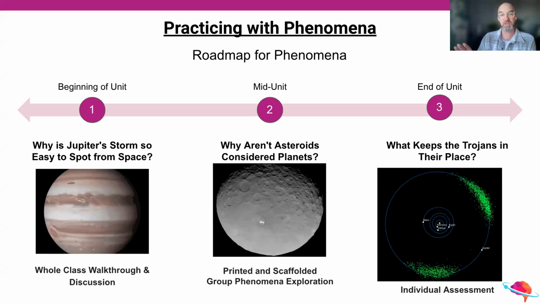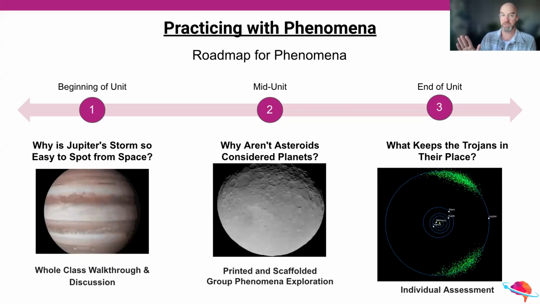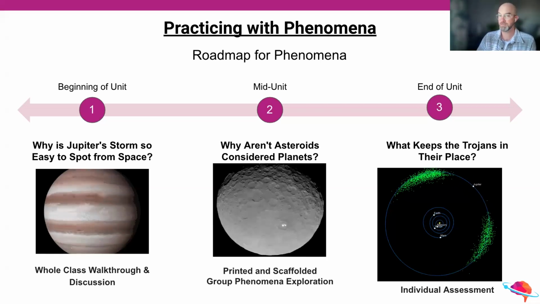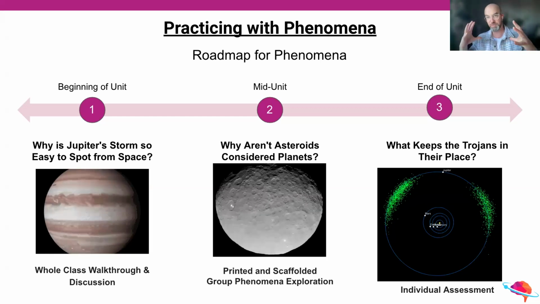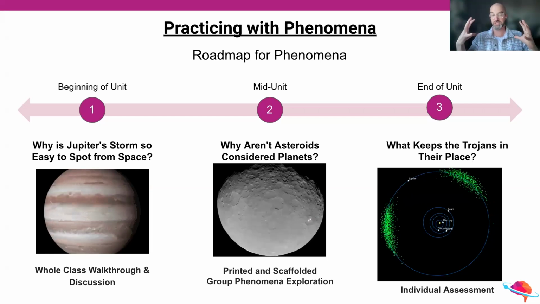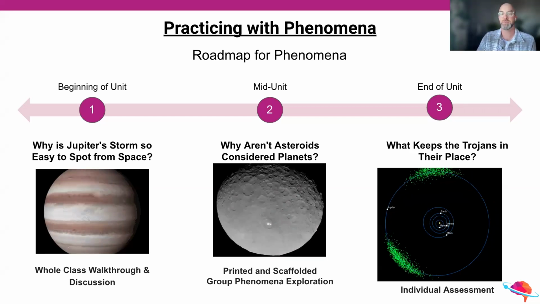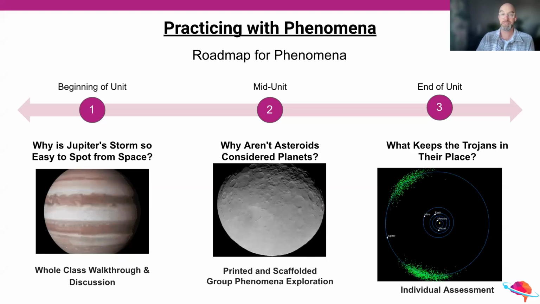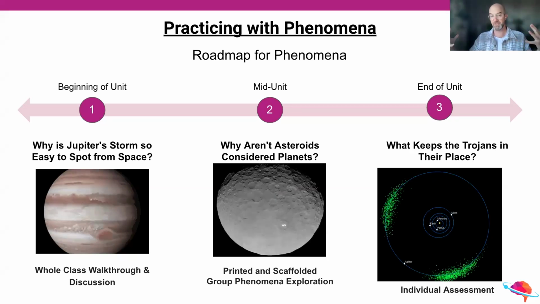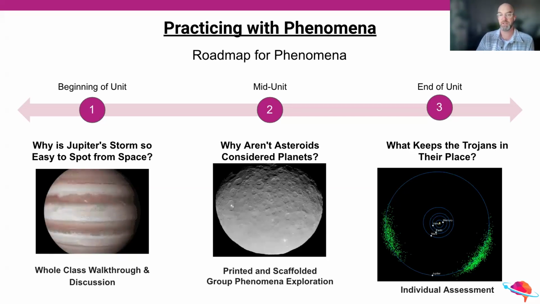And then at the end of the unit, we want to consider an individual assessment, and we can look at what keeps the Trojans in their place. And so there are these groups of asteroids that are really just locked into place around the planet Jupiter, because Jupiter is pretty big and it impacts things around it in a very, very significant way.